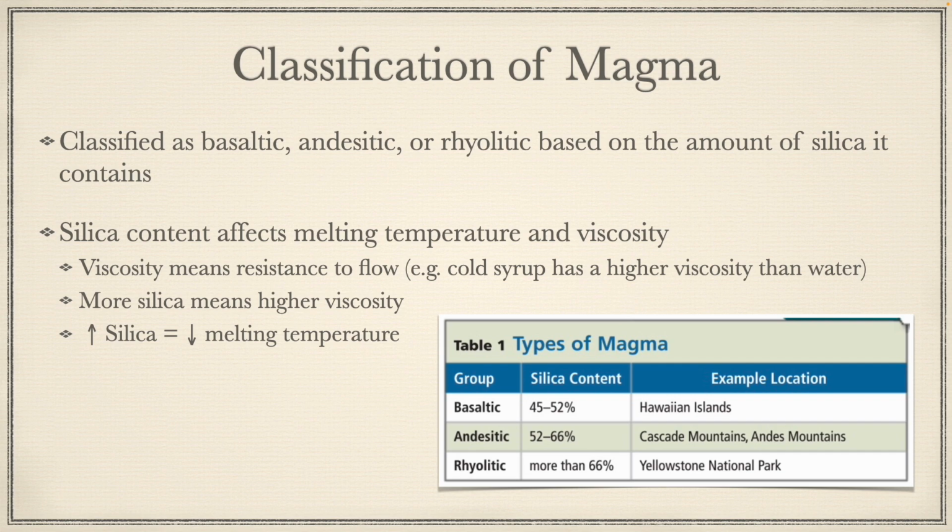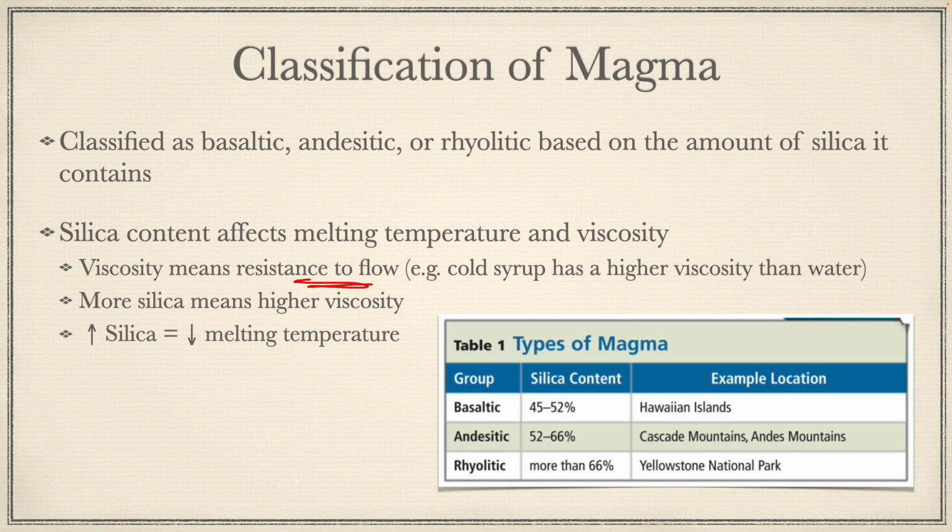So classification of magma. Magma is classified as basaltic, andesitic, or rhyolitic based on the amount of silica that it contains. Silica content affects melting temperature and viscosity. And viscosity basically means a resistance to flow. Sometimes you might think about how thick a liquid is. So cold syrup, like cold maple syrup or something like that, has a higher viscosity than water. Actually, even just room temperature maple syrup has a higher viscosity than water. Honey has a very high viscosity.